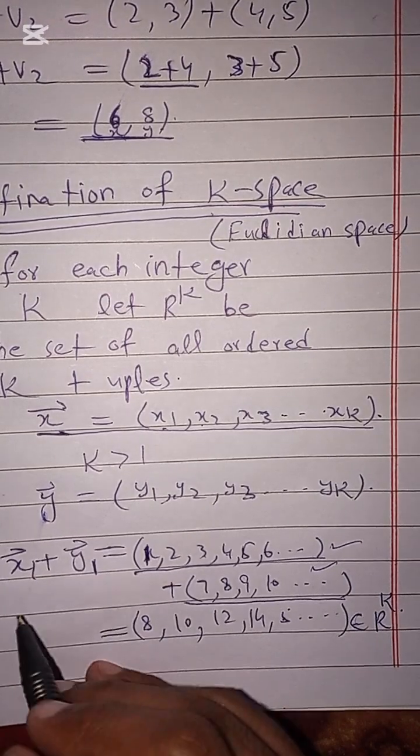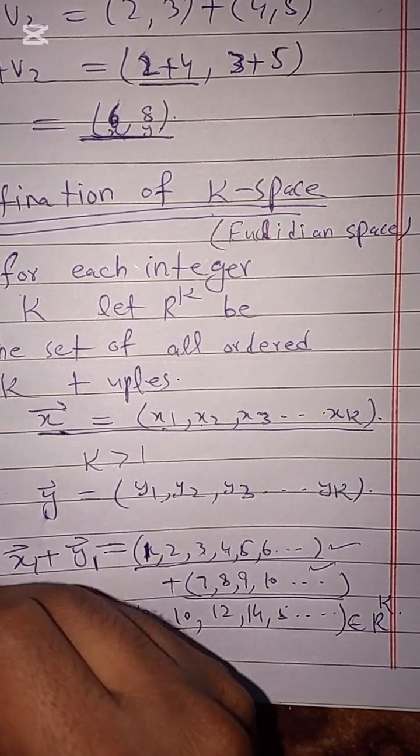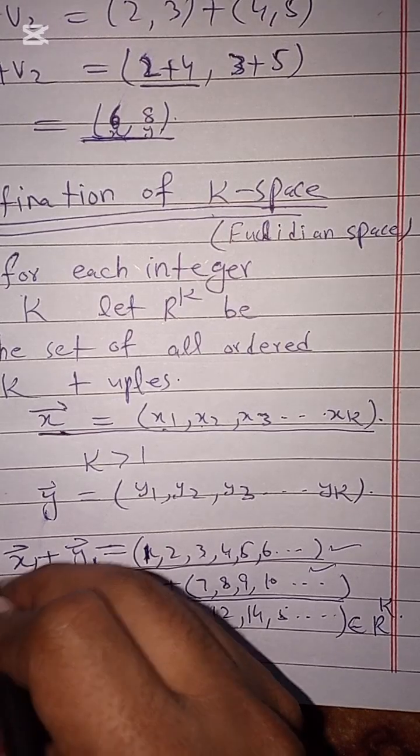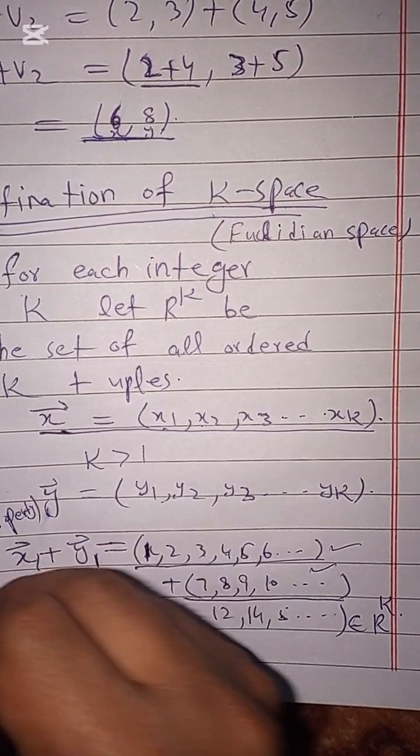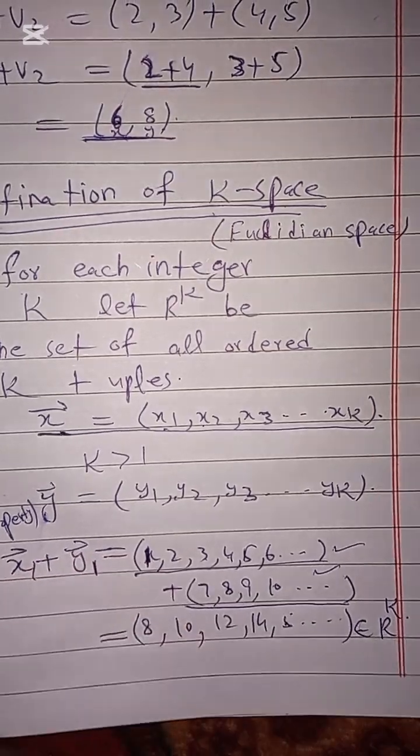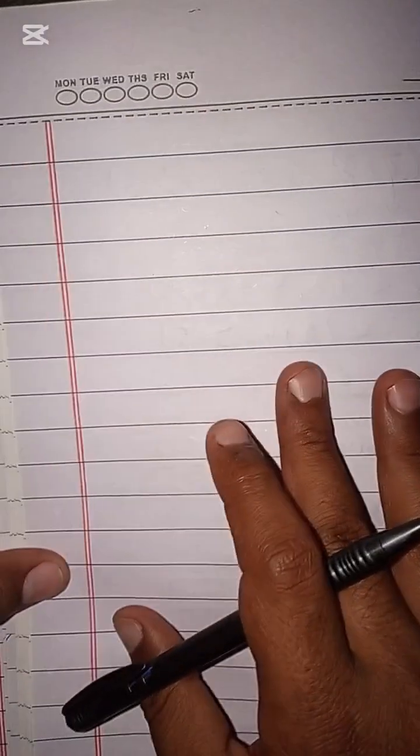So this satisfies the closure property, also called the closed property. And this also satisfies the commutative property. How can we check the commutative property? If we take the three vectors, we can check that property.